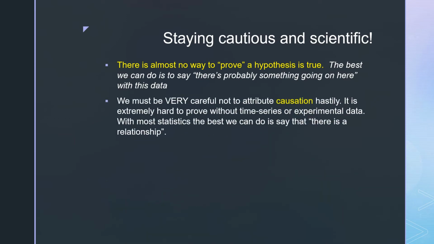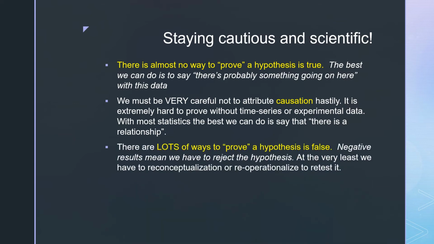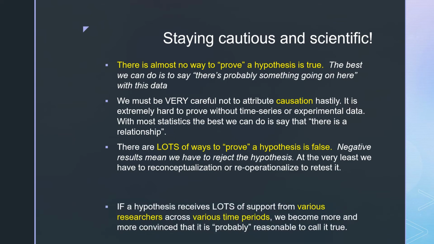We must be very careful not to attribute causation hastily. It's extremely hard to prove without time series or experimental data, and we can't experiment with countries. With most statistics, the best we can say is that there seems to be a relationship. There are lots of ways to prove a hypothesis is false. Negative results mean we have to reject the hypothesis. At the very least, we have to reconceptualize or reoperationalize it to retest it.